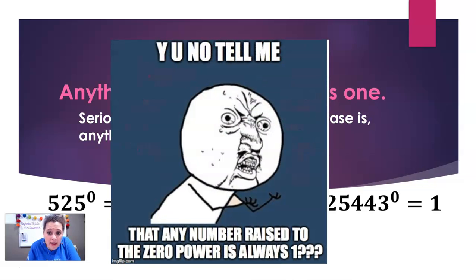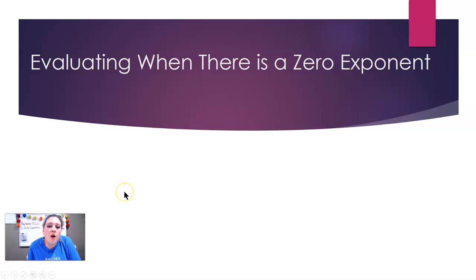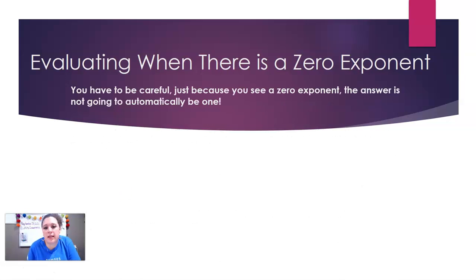Don't be trying to tell me that I did not tell you that anything raised to the zero power is 1, because I'm here to tell you anything raised to the zero power is always 1. So don't be this guy. Don't be like, why you no tell me. I did tell you, okay? So when we're working with expressions that have exponents of 0, we do need to be careful.